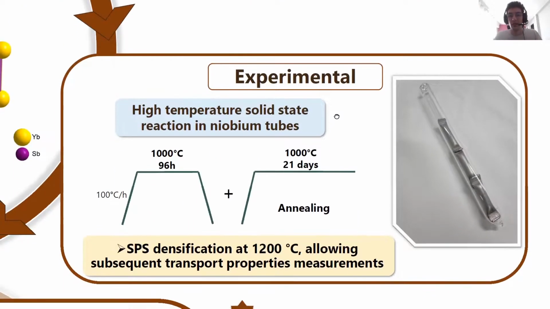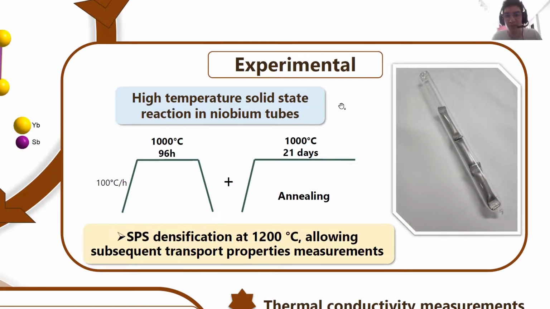So first, I started with some experimental work where I did all my synthesis in niobium tubes, as you can see here. These tubes were made with a homemade apparatus that allowed me to melt the niobium on the edges, and thanks to this, we can do the synthesis under inert atmosphere.